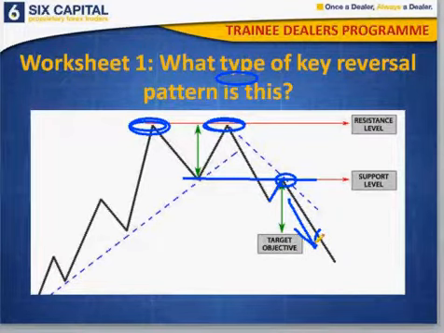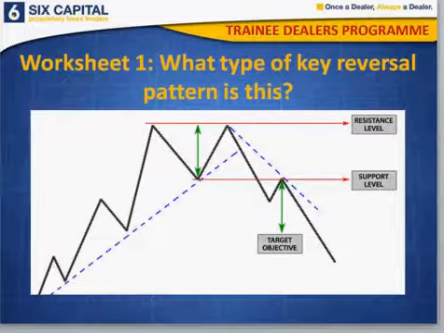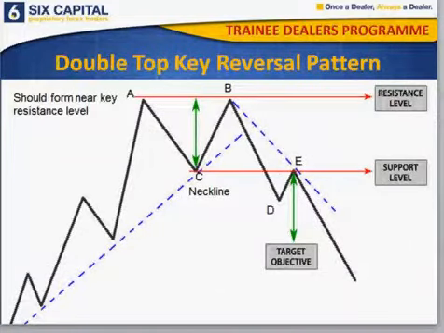And where is the target objective or minimum objective? This one you should have known. It is the top to the neckline, and then project it out from the breakout point, and that gives you the minimum price level. Then we go to the next one. Okay. So you know where the neckline is? This neckline is at C, E. The very, very important thing is the pullback to form a lower high.